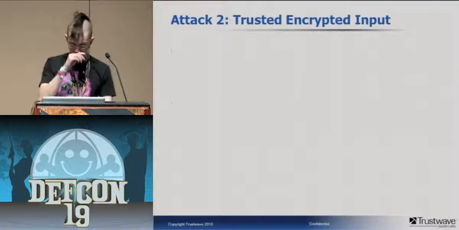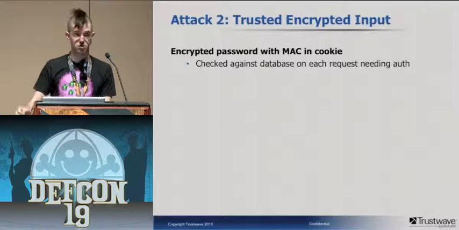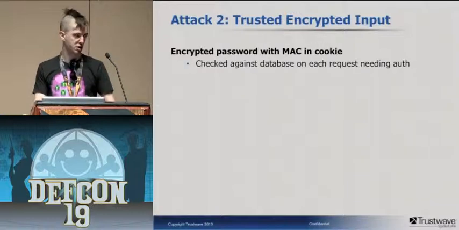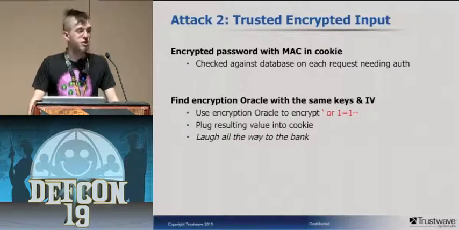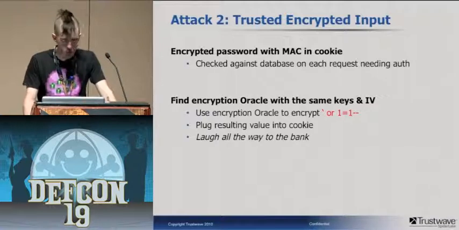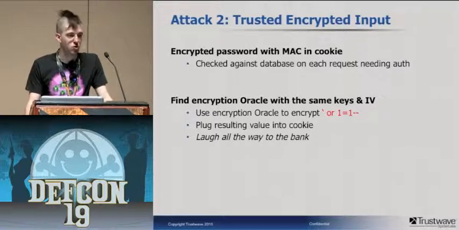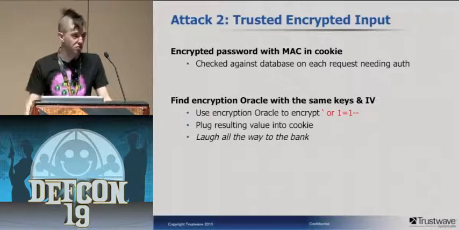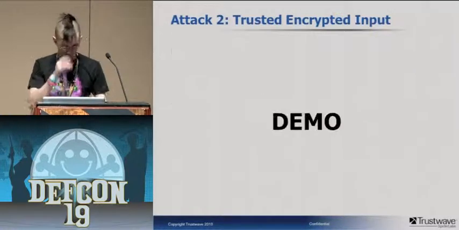Why spend the cycles? So let's say that you have an encrypted password MACed in a cookie, like this auth cookie that we're talking about. And that's checked against the database on each request needing authentication. You find an encryption oracle somewhere else that allows you to encrypt arbitrary data. So you encrypt single quote or 1 equals 1. Let's say it's just the password that's in this cookie, and then plug the resulting value into the cookie. Well, that's ugly. So let's take a look at this in action.